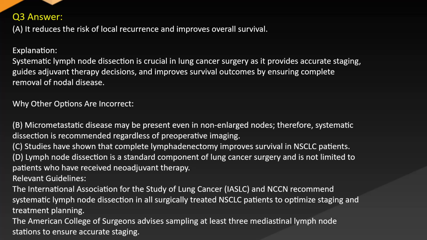Explanation. Systematic lymph node dissection is crucial in lung cancer surgery as it provides accurate staging, guides adjuvant therapy decisions, and improves survival outcomes by ensuring complete removal of nodal disease. Why other options are incorrect? B. Micrometastatic disease may be present even in non-enlarged nodes. Therefore, systematic dissection is recommended regardless of preoperative imaging.